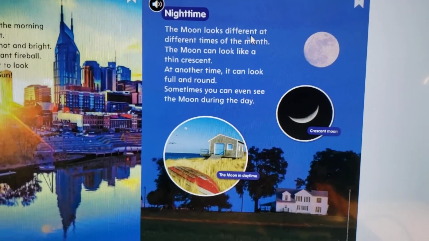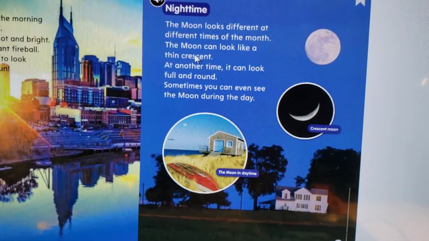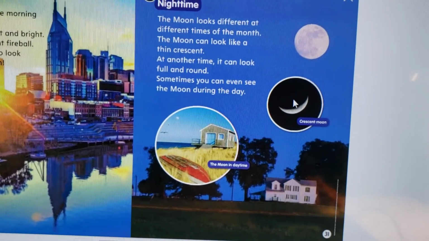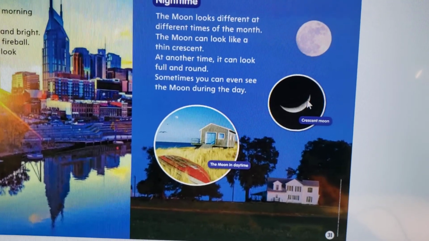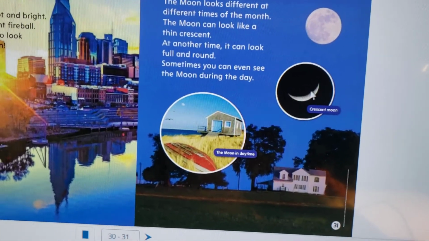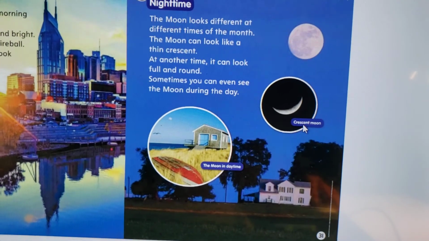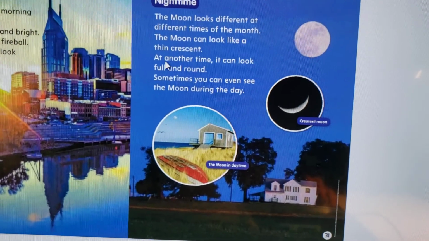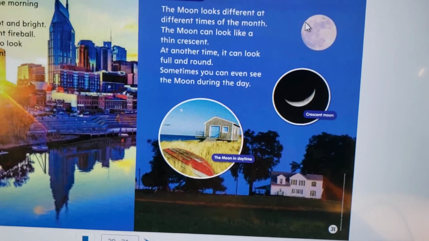The moon looks different at different times of the month. The moon can look like a thin crescent. Here in this picture, we have a picture of the moon when it looks like a crescent. Looks like a smile, kind of a crooked smile. And here we have this caption. A caption is another text feature. It's telling us about this picture. At another time, it can look full and round. There's that full moon.